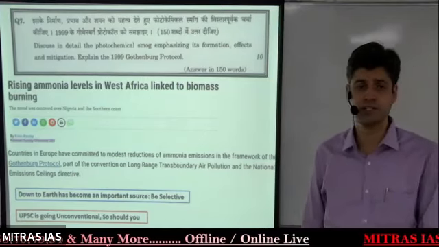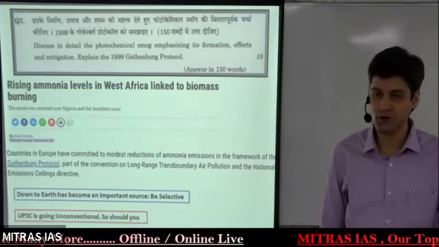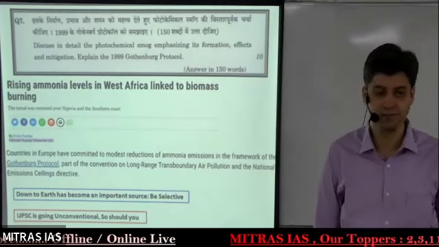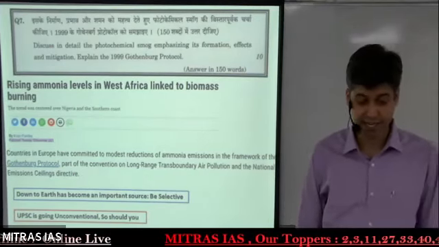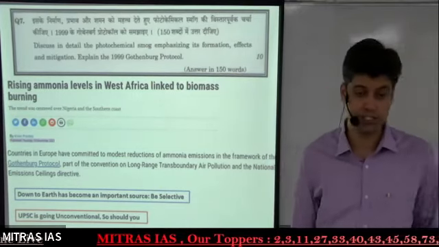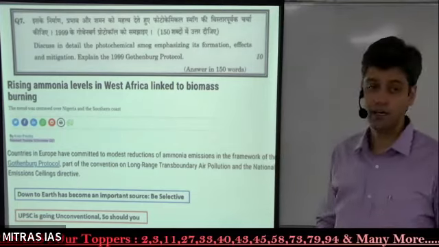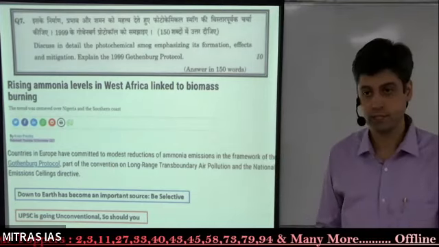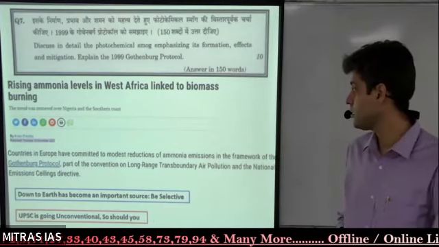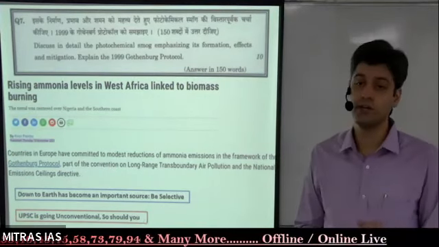Moreover, it is also discussed so much whenever every year smog comes in Delhi, we'll have newspapers filled with it. But the problem is the 1999 Gothenburg Protocol, which is not too much mentioned in your news. This is an actually Down to Earth article, and this article was published 11 November 2021.